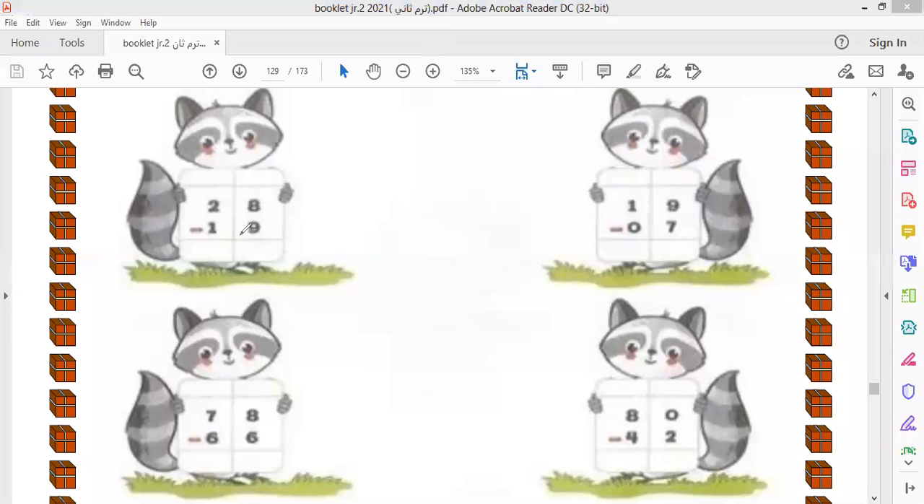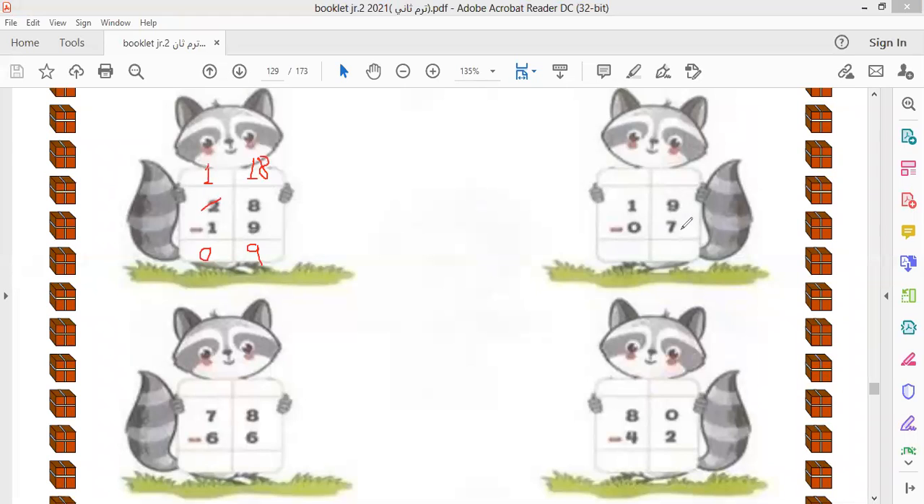28 minus 19. 8 minus 9 doesn't work, so we go to the next place and borrow 1 from 2. And 2 becomes what? Becomes 1. And 8 becomes 18. And 18 minus 9, 9. And 1 minus 1, 0.